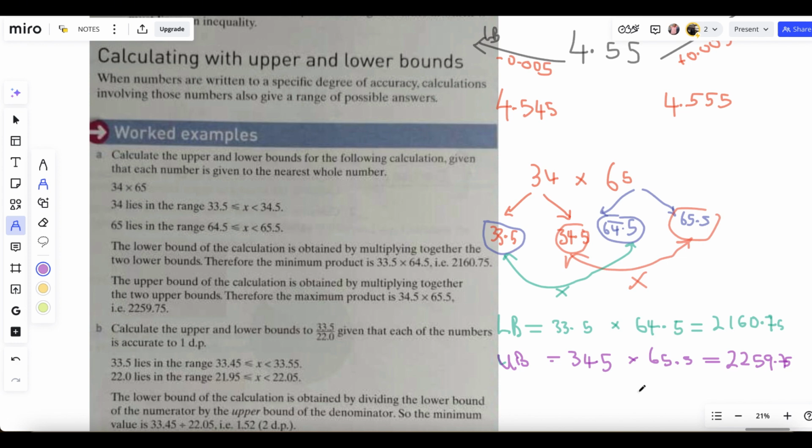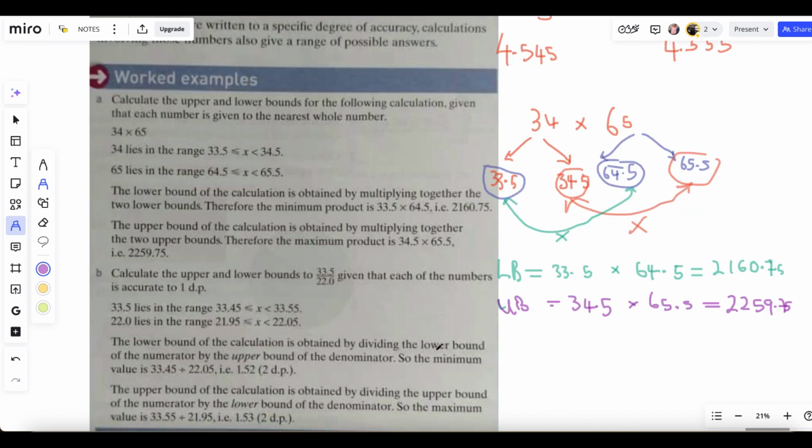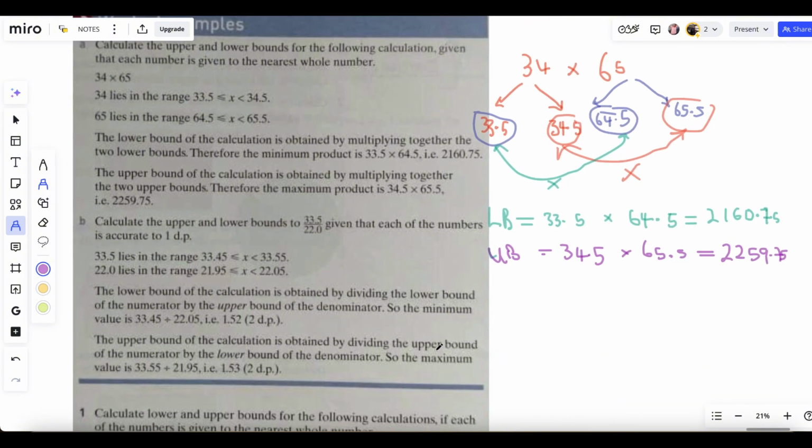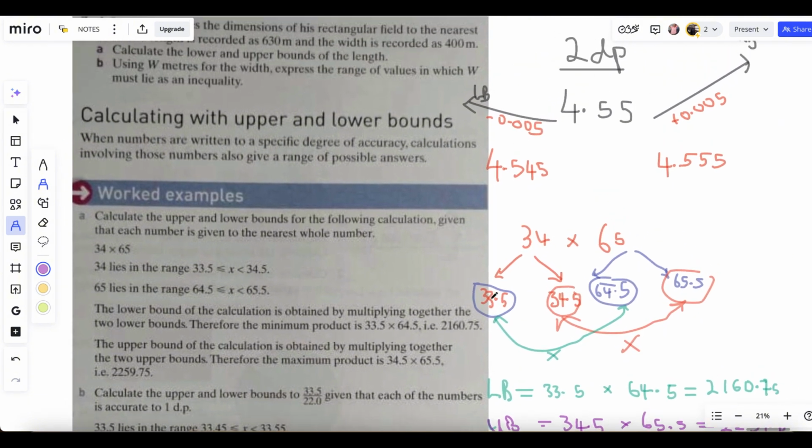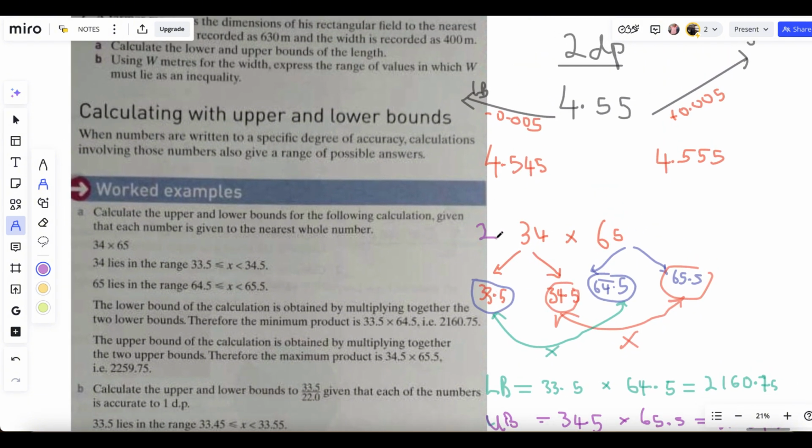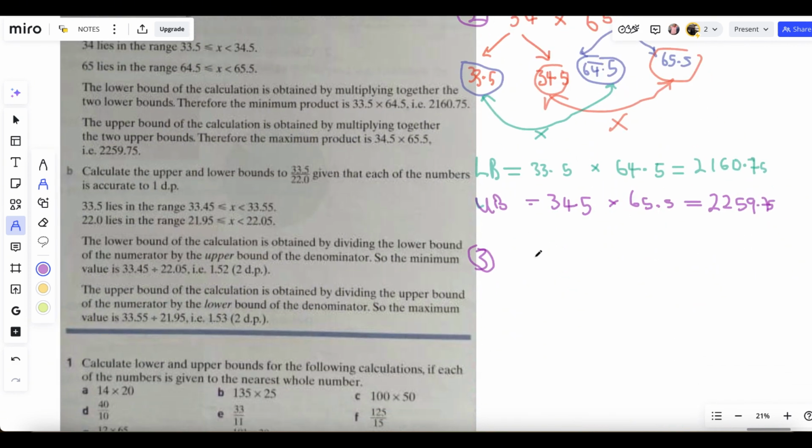Now what if we are asked to do a division? After this I think we'll be done with upper bound and lower bound. Let's say this is our question number 3, and the multiplication was question number 2. Let's quickly go through this and then we end our class so that it will not be too long. Now we say 33.5 divided by 22.0.